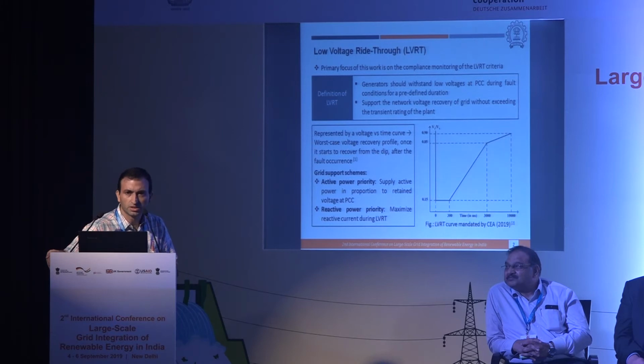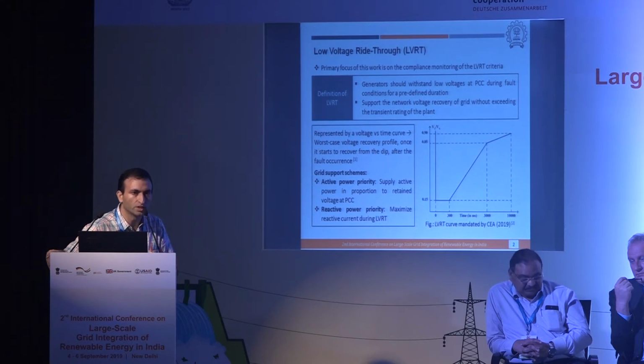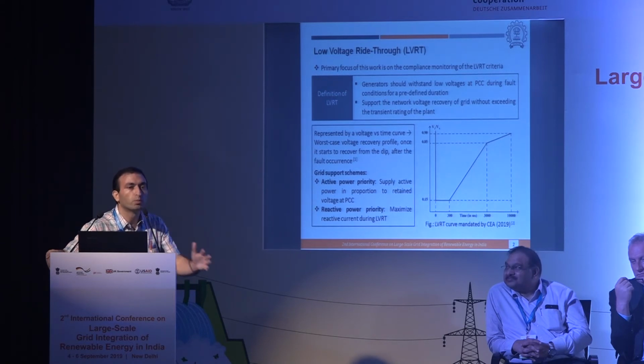One of the examples is Ireland. There you have to actually give priority to the active power during the fault, while in most of the countries we have a reactive power priority. Similarly, in the Indian electricity grid code, keeping this recent CEA amendment aside, the previous grid code, which is actually still in place, the CERC grid code, mentions that the active power should be in proportion to the retained voltage, which indirectly, in most of the cases, means you have to give priority to the active power.